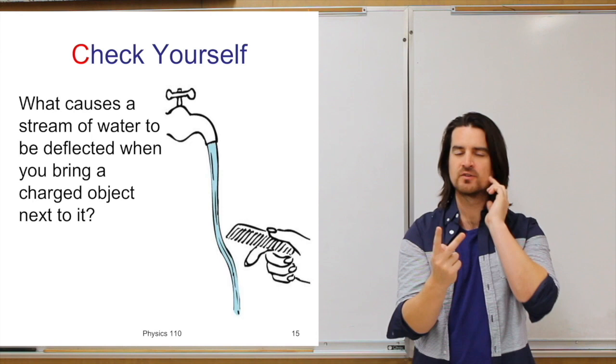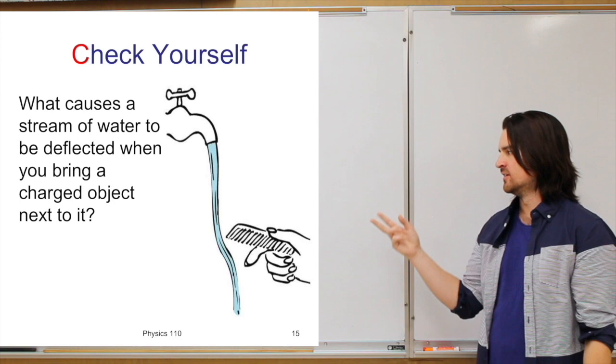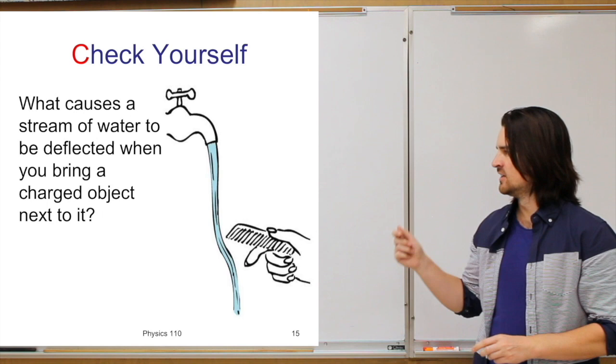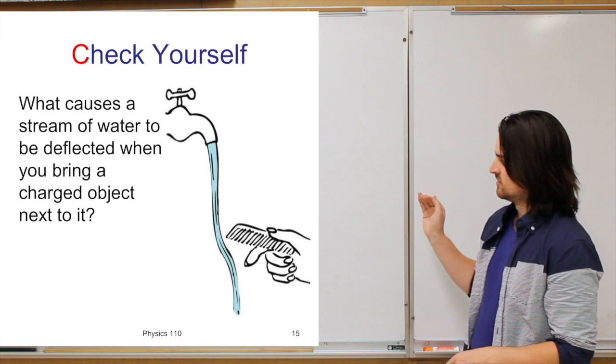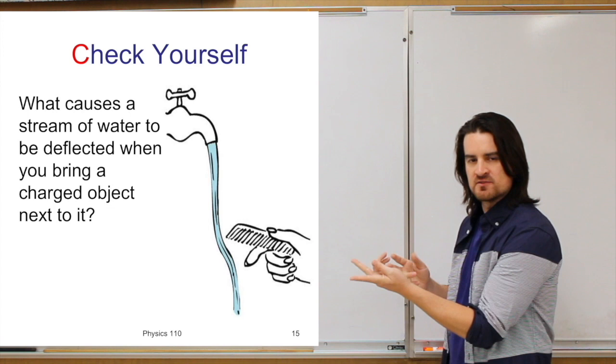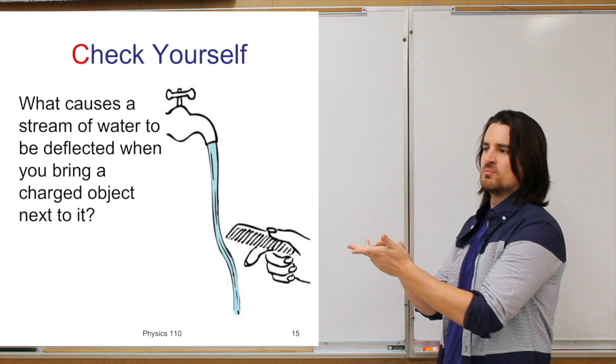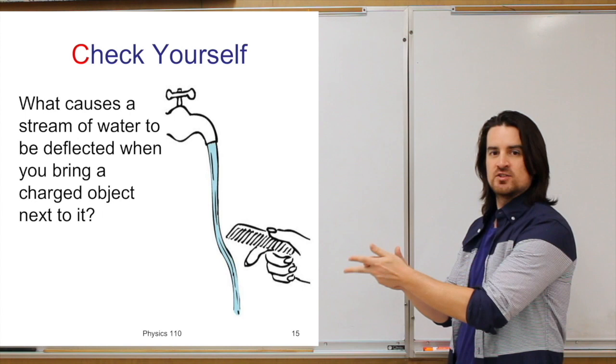And what that means is if I bring up a charged object, it doesn't matter whether positively or negatively charged, to that stream of water, what's going to happen is, if the object is negatively charged, it's going to push away the negative side of the water, but pull the positive side of the water molecule. And since the positive side is closer, it's going to feel a larger pull, meaning the molecule overall is going to be attracted to that negatively charged object.